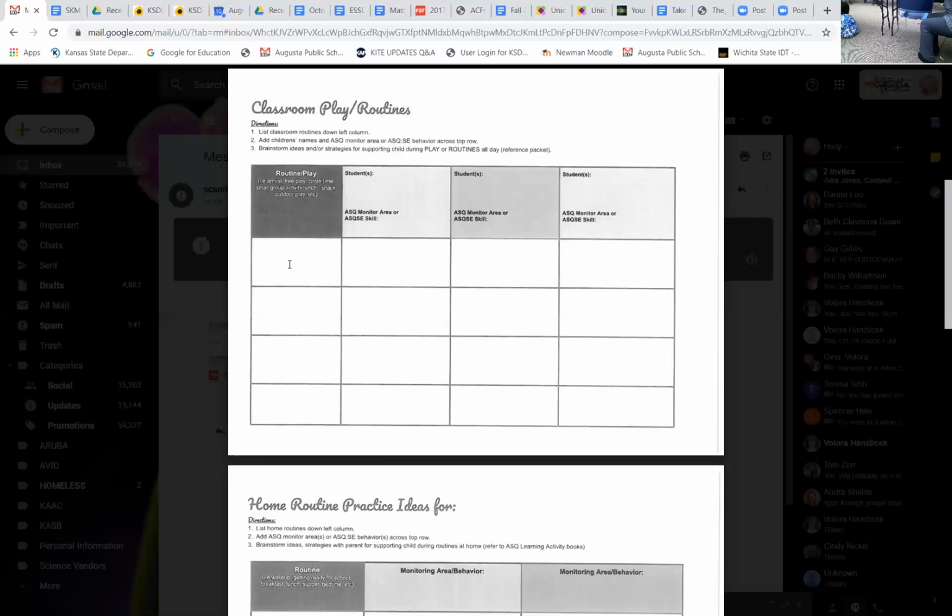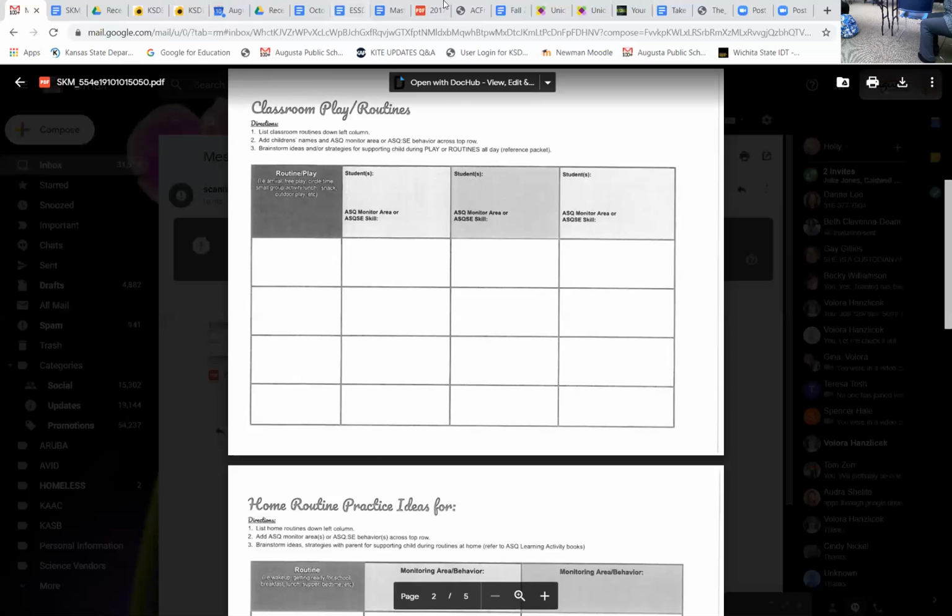So free play center time, snack time. In the next column, these are students that could really benefit from that. And this is the activity that I'm going to plan to do during that time, during center time, so that they can practice that social emotional skill. So think about that and jot a few things down, and then we'll share what your ideas are.